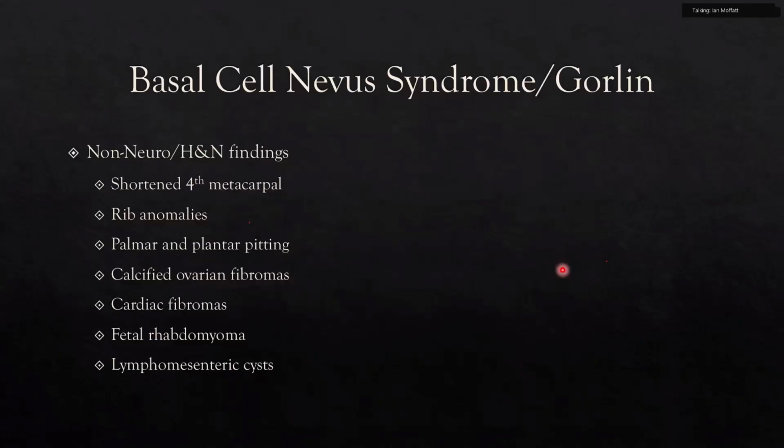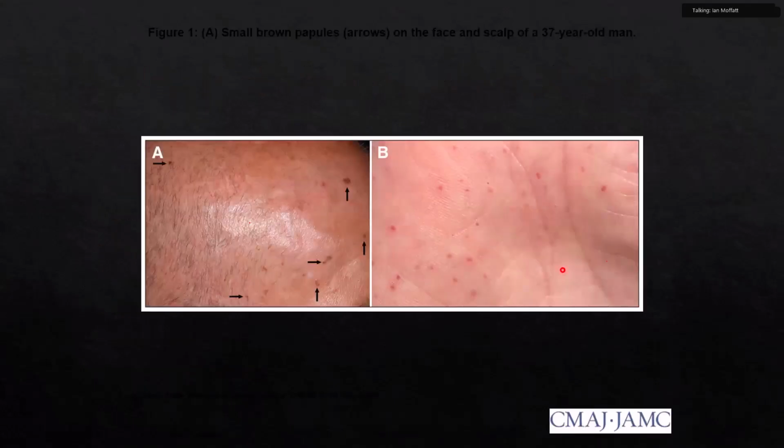Non-neuro or head and neck findings: shortened fourth metacarpals, rib anomalies, palmar plantar pitting, calcified ovarian fibromas, cardiac fibromas, fetal rhabdomyomas, and lymphomesenteric cysts. These aren't ones that we will run into all that often on neuroimaging, but just important to be aware of. This patient with basal cell nevus syndrome with multiple basal cell carcinomas, small, and then palmar pitting as well, just to see what that looks like.